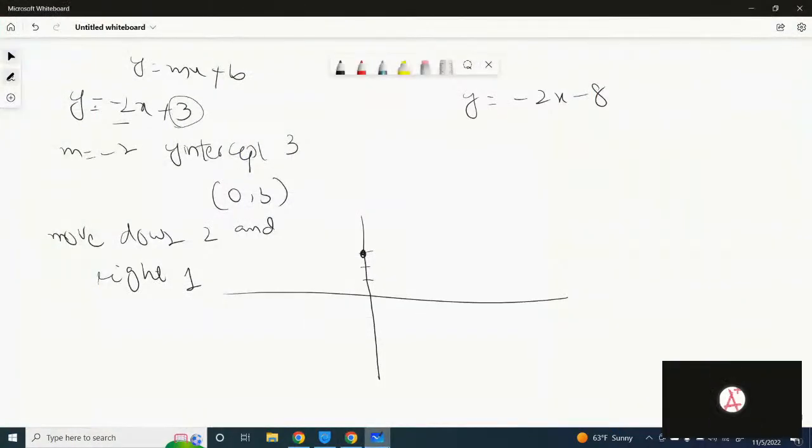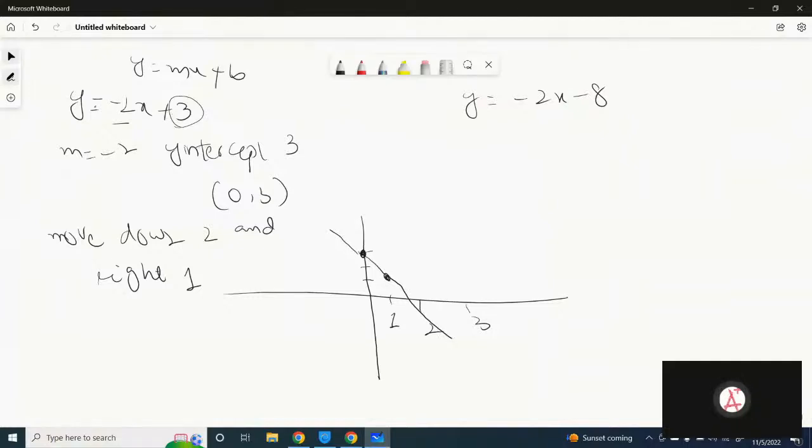Okay, let's just plot both the points on the graph. One of the points you have is 0 and 3. Now your slope is -2. So you have to move down 2 places. 1, 2. You have to move here and 1 right. So it would be this one. Got it? Just connect the two points. Okay, this is the graph for the first equation.